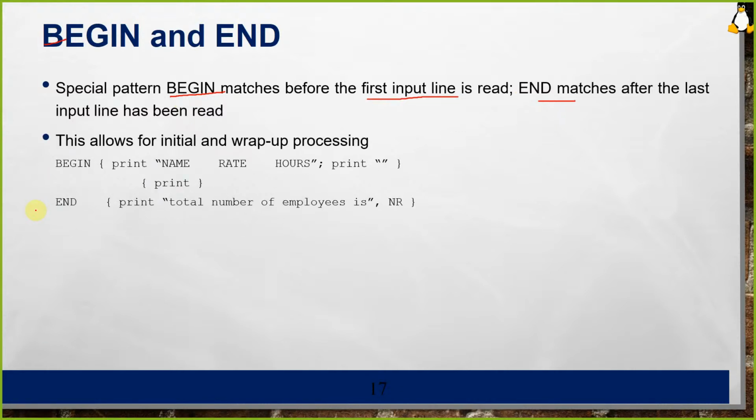This allows for initial and wrap-up processing, like you are printing the headings: name, rate, hours, and then this is your action pattern, and then END, total number of employees is NR. So this makes it an actual beautiful processing language for flat files, where you are printing the headings, generating reports by putting headings, and then summary, and then page summary, record, page summary, group summaries, and overall totals, with all these features available in Awk.